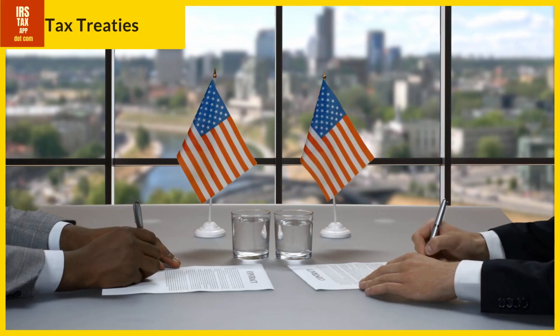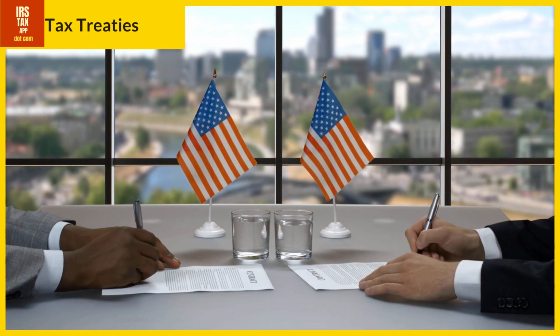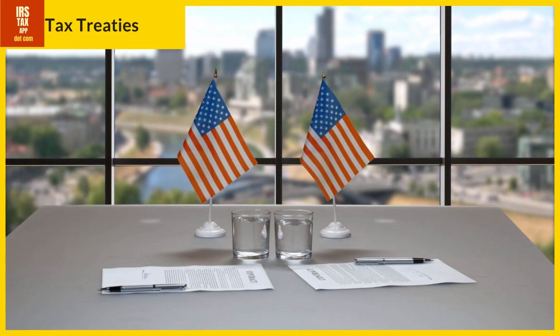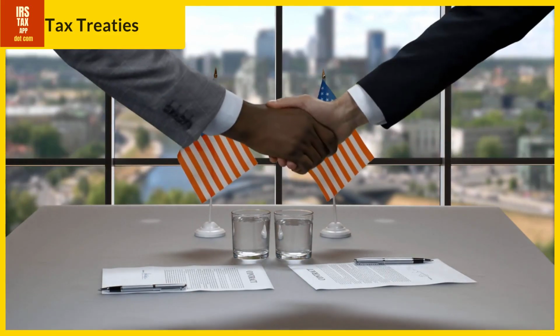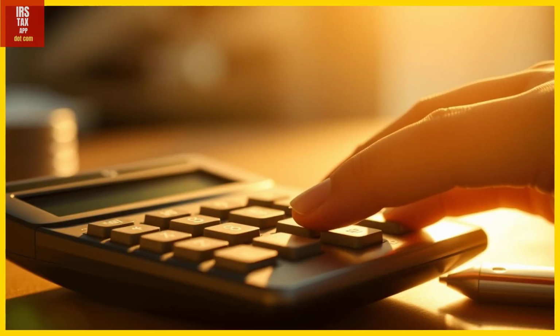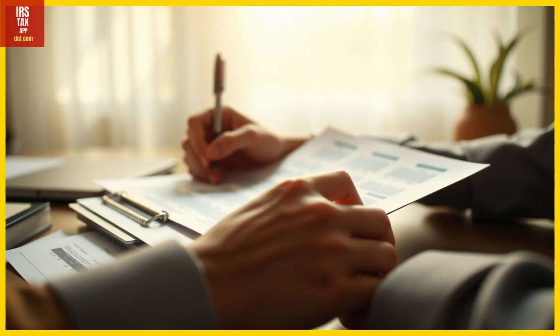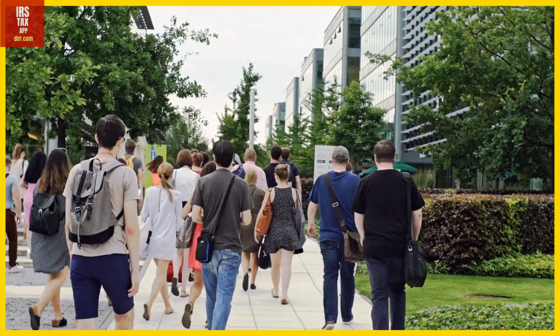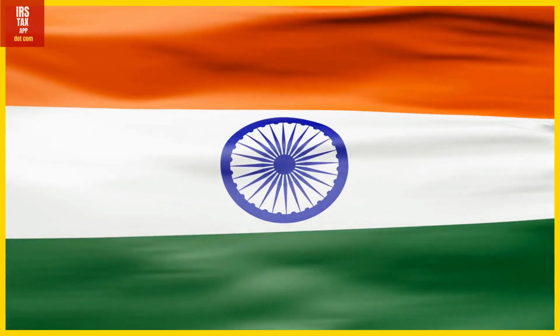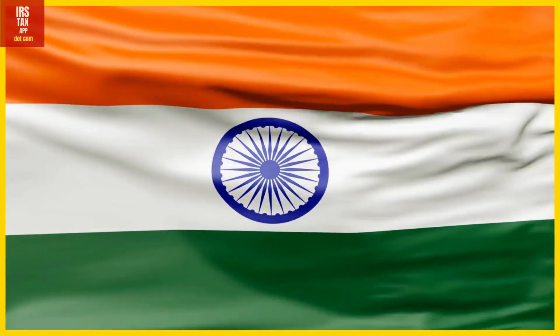Here's some good news. The U.S. has tax treaties with many countries that can provide special benefits to students. If your home country has a tax treaty with the U.S., you might qualify for exemption from tax on certain scholarship or fellowship grants, reduced tax rates on certain types of income, exemption from tax on income from personal services up to specific dollar amounts. For example, students from India can exclude up to $5,000 of personal services income annually for up to 5 years under Article 21 of the U.S.-India Tax Treaty.